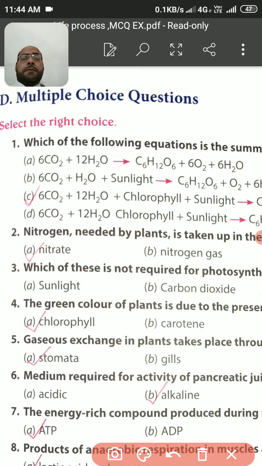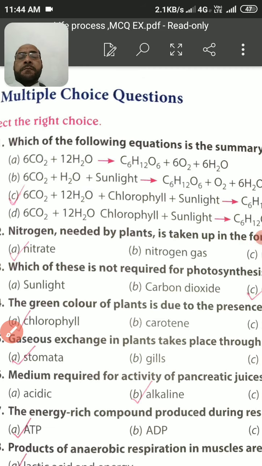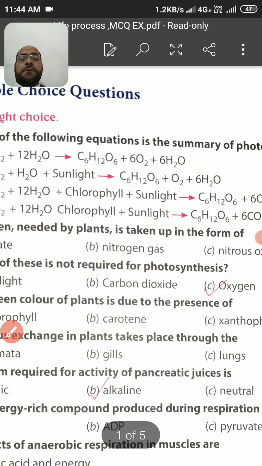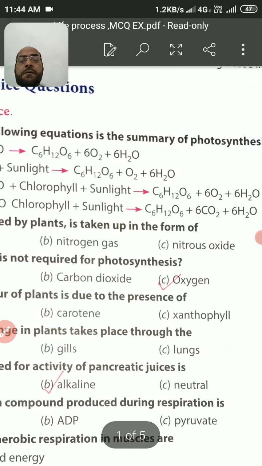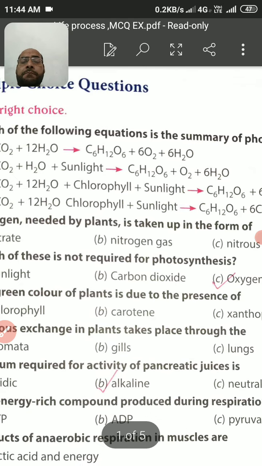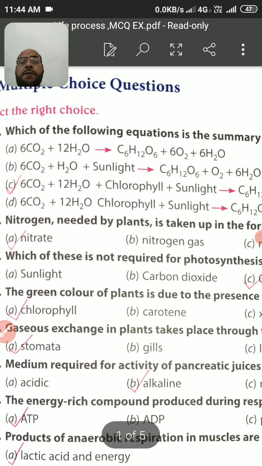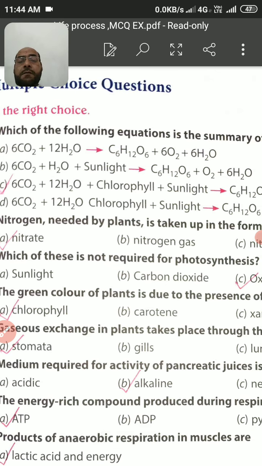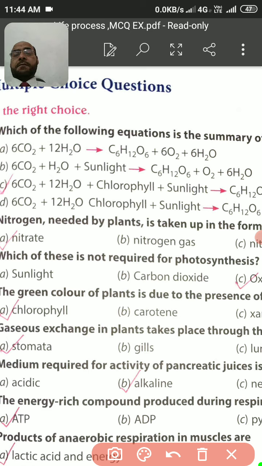The MCQ is: which of the following equations is the summary of photosynthesis? So my dear students, in this question you have to indicate the balanced equation of photosynthesis, and you have to see the summary. There will be the answer of 6 CO2 plus 12 H2O is equal to C6H12O6 plus 6O2 plus 6 H2O.